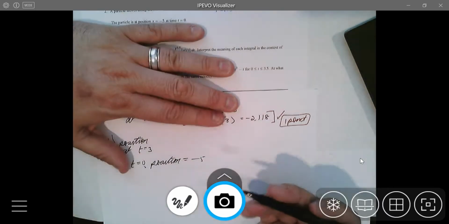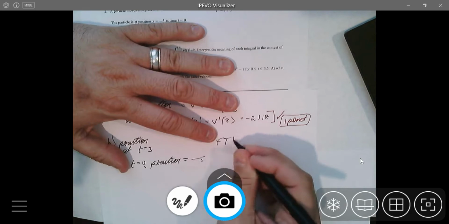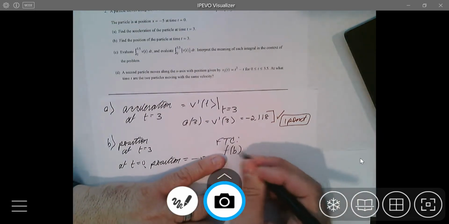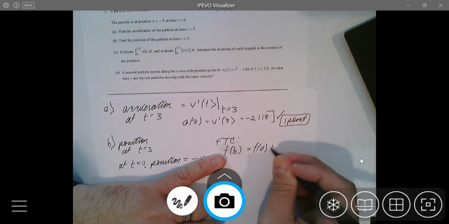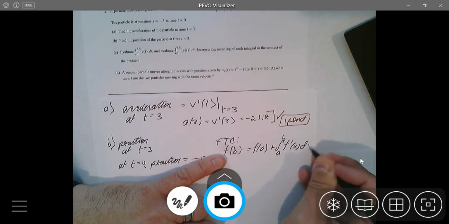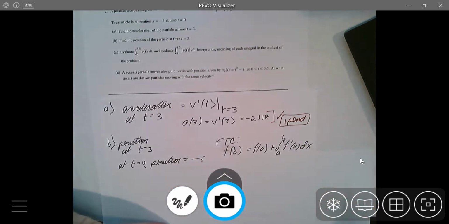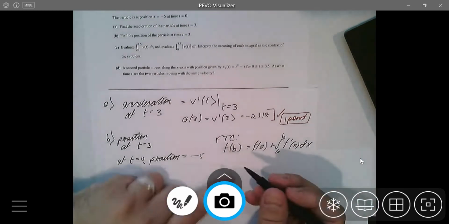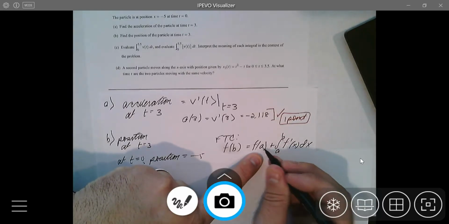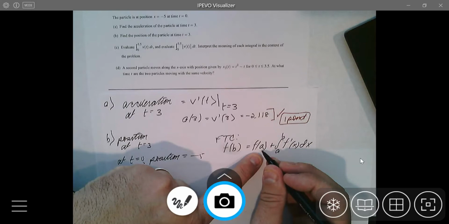This is a fundamental theorem of calculus question, the FTC. The FTC says that f of b equals f of a plus the integral from a to b of f prime of x dx. Well, how does that help here? Usually the a value is going to be the value of the function that you know.